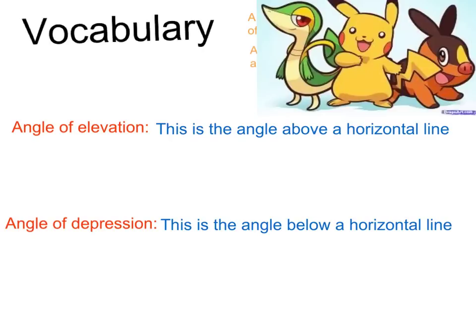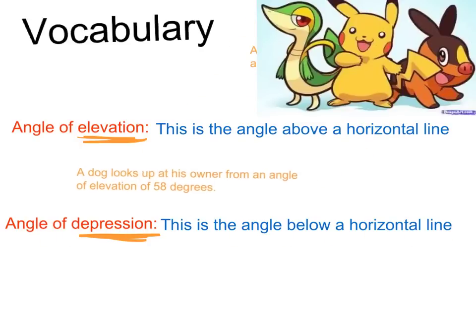The first 2 things that I'd like you to remember are these key words, angle of elevation and angle of depression. An angle of elevation is the angle above a horizontal line, and the angle of depression is the angle below a horizontal line. Let me give you an example.